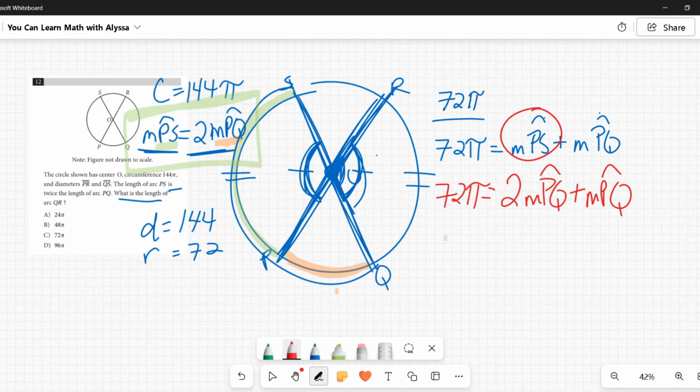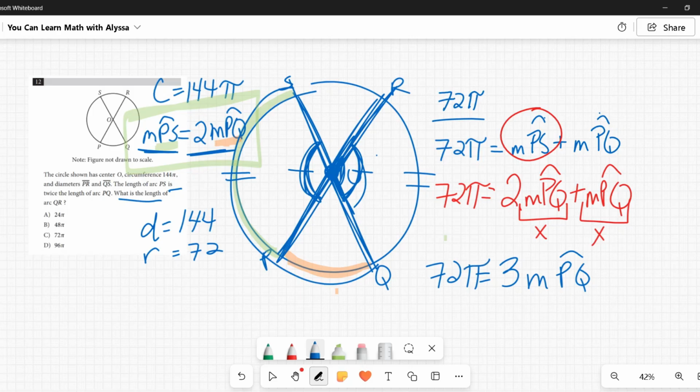I know that might look a little complicated with the different numbers, but each of these letters, variables, you can treat like an x. So 2 measure of PQs plus 1 measure of PQ. 2 x's plus 1 x would be 3 x's, right? So 2 measures of PQ plus 1 measure of PQ equals 3 measures of PQ, which is equal to 72 pi. So 3 times the measure of PQ is 72 pi.